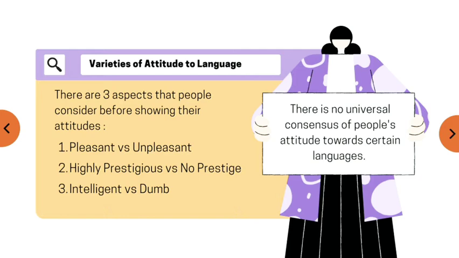On the other hand, most languages from Asian countries, especially Hindi, Vietnamese, and Thai, or nowadays called Chinese, are considered ridiculous and dumb to listen to. People think that those two languages are quite funny to listen to. In the end, what we really need to know is there is no universal consensus of people's attitude towards certain language, because attitudes are subjective. Each person will not have the same attitudes to certain language.